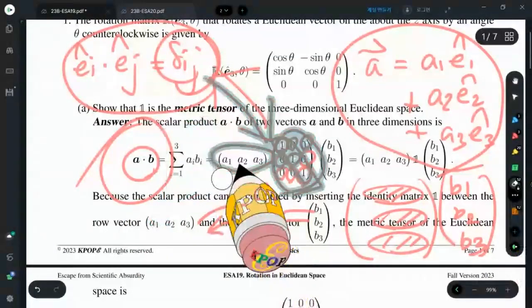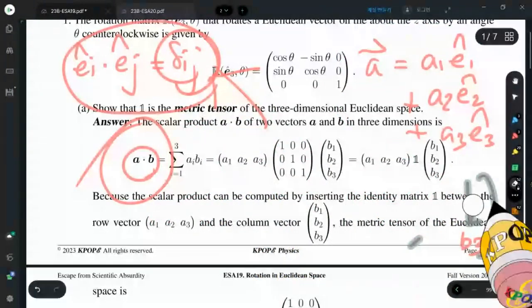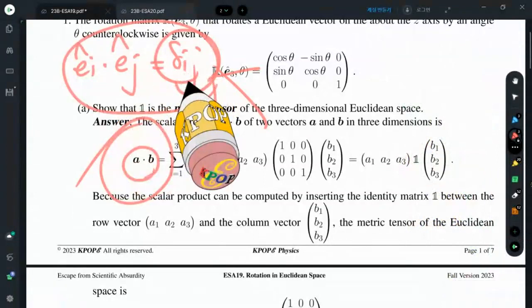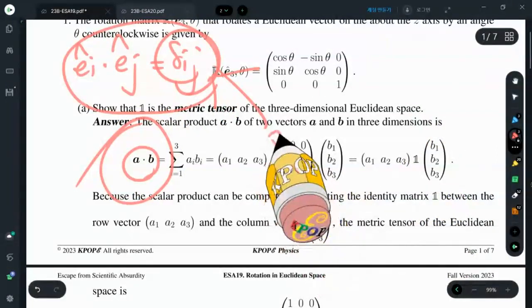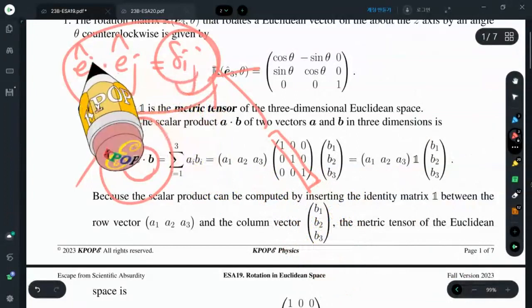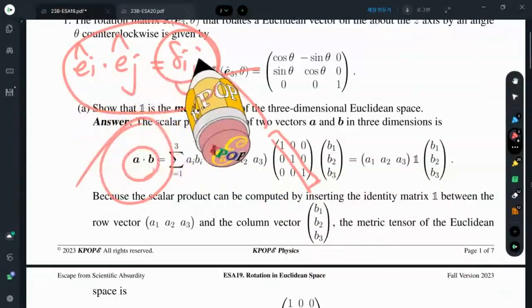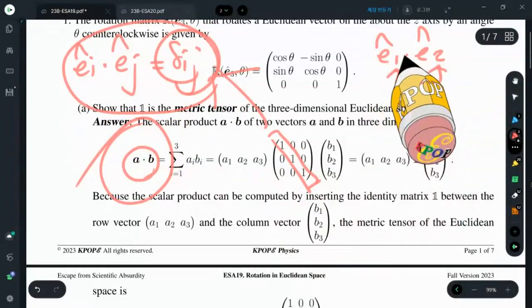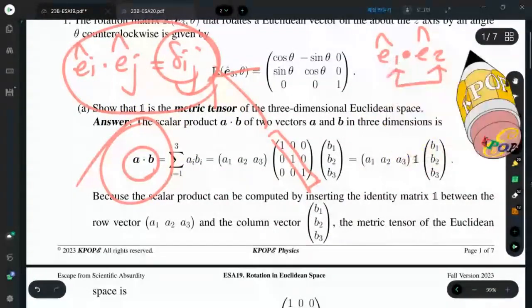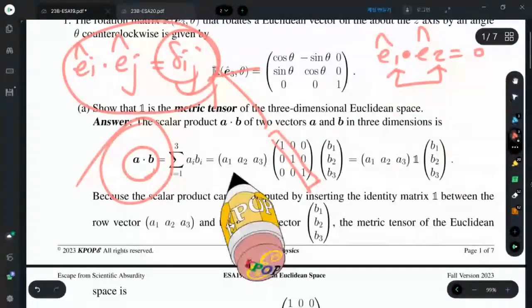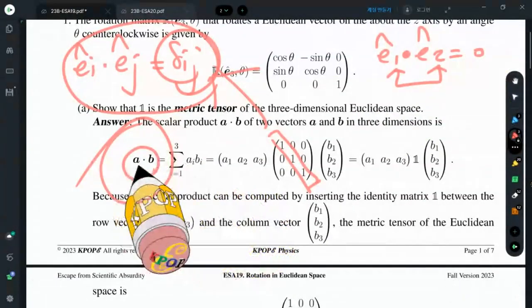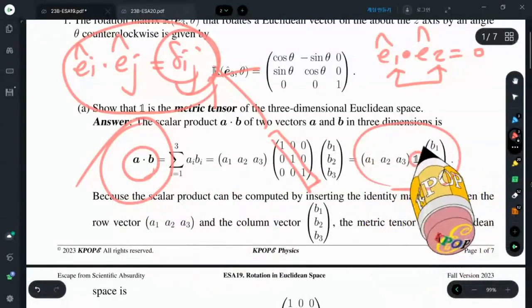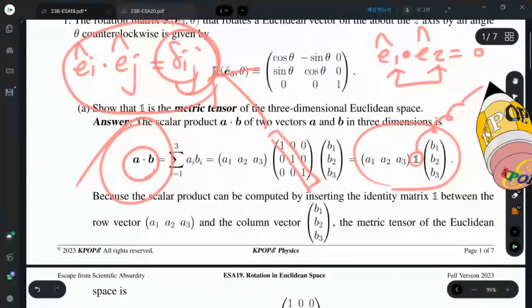However, this complication is greatly simplified if we work on this basis, because only 1,1, 2,2, 3,3 survives. E1 dot E2, these are different indices. As soon as they meet as a scalar product, it is a 0. Therefore, the scalar product is simply expressed in this way, and even I can delete this.